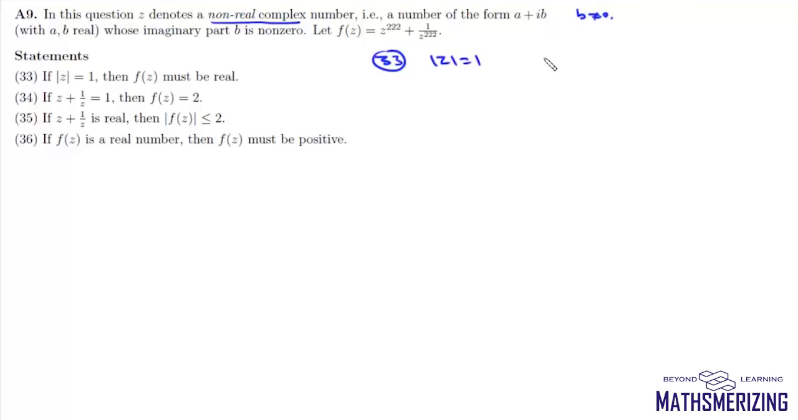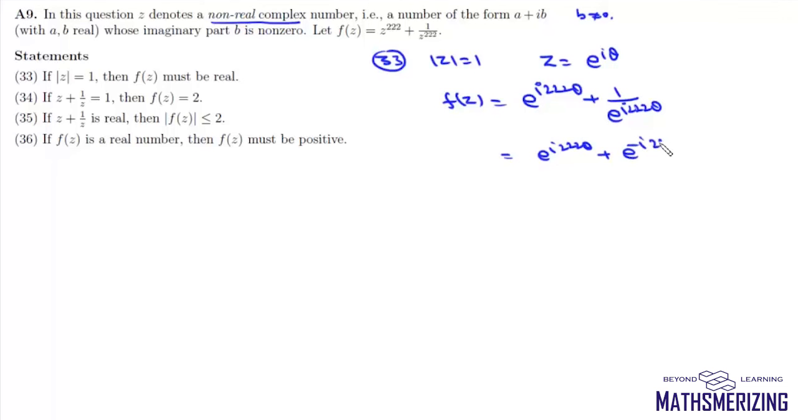So if mod of z is 1, then z is basically e to the power iota theta. Then in that case, f(z) will be e to the power iota 222 theta plus 1 upon e to the power iota 222 theta, which is e to the power iota 222 theta plus e to the power minus iota 222 theta. Using Euler's formula, the sine part will cancel, so it will be equal to 2 cos 222 theta, which is a real number. That means statement 33 is correct.